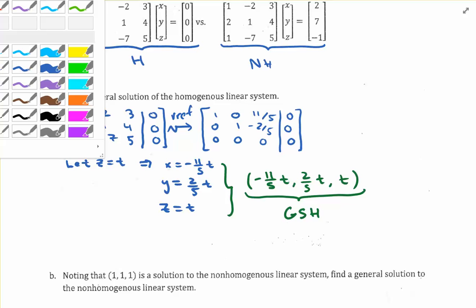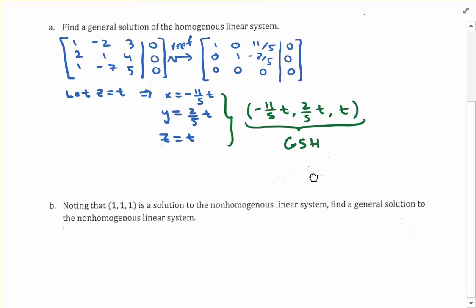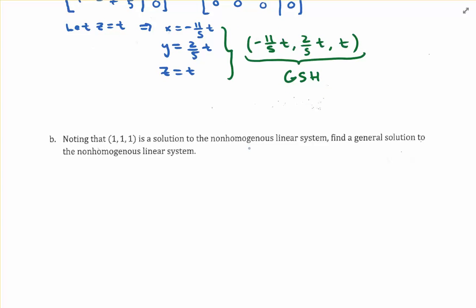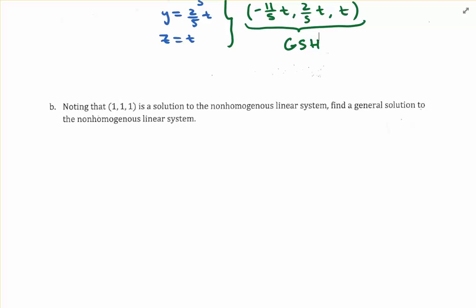Let's now move on to part B, where it says, noting that 1, 1, 1 is a solution to the non-homogeneous linear system, find a general solution to the non-homogeneous linear system. So the wording seems like it's going to be a really difficult task, but actually it's pretty quick and easy, and what allows it to be such is the following result. What you can do is just take this specific ordered triple, which is a specific solution to the non-homogeneous linear system, and attach it to the general solution of the homogeneous linear system.